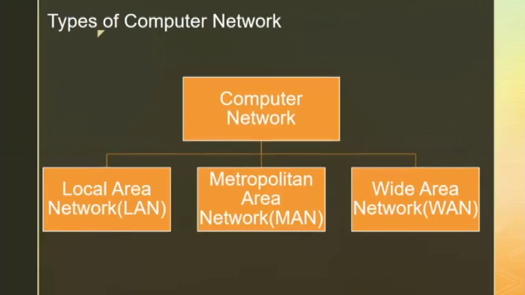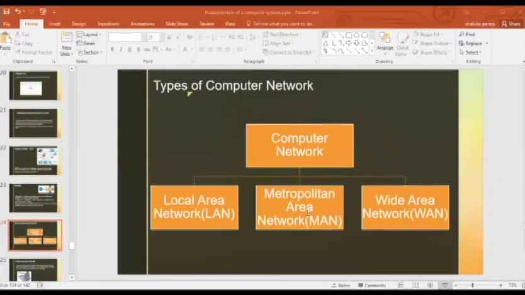Then we are moving to computer networks. Here we have three types of computer networks: LAN, metropolitan area network, wide area network. Computer networks are classified by geographical distribution. So we have three types of computer network: LAN, that means local area network; MAN, metropolitan area network; and WAN, wide area network. These are the three types of computer network we have.